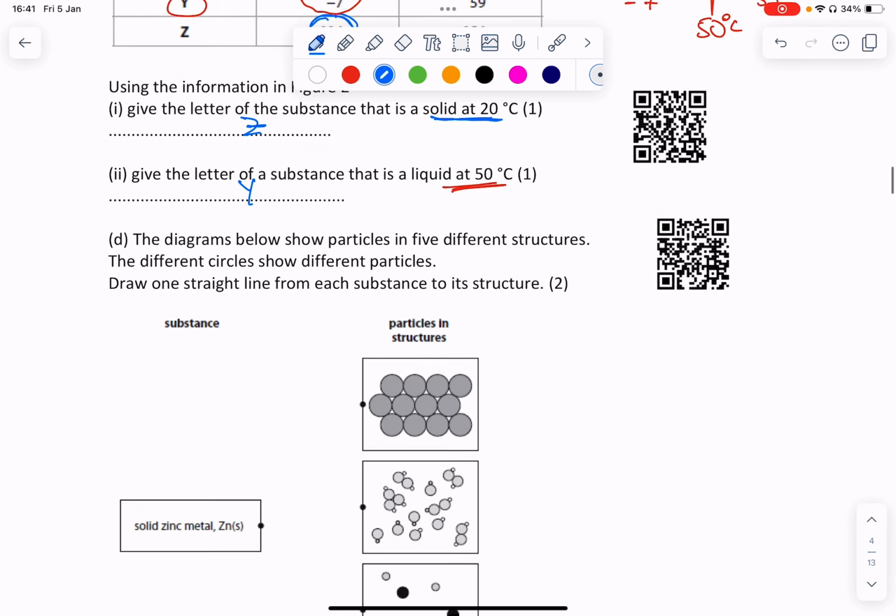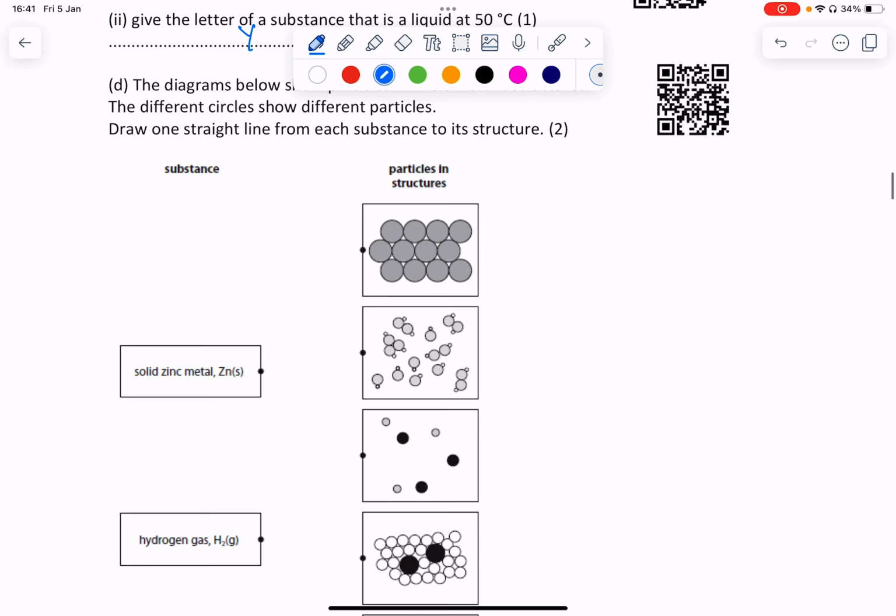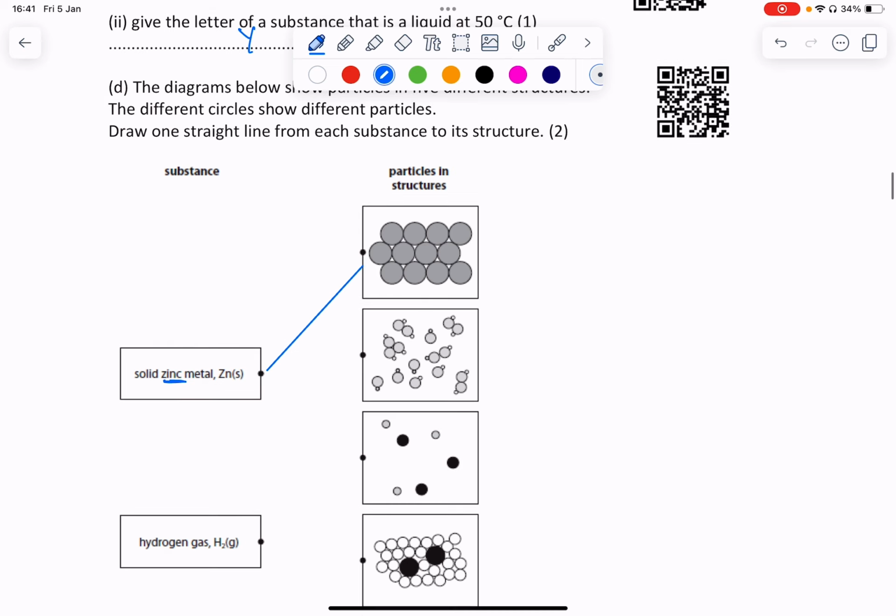And then we've got to match some particle diagrams up. So draw a straight line from each one of these. So solid zinc. Zinc is an element, so expect all the particles to be the same because elements contain the same type of atom. So the only one that matches that is this, and that's a nice regular metallic pattern of the particles close together.